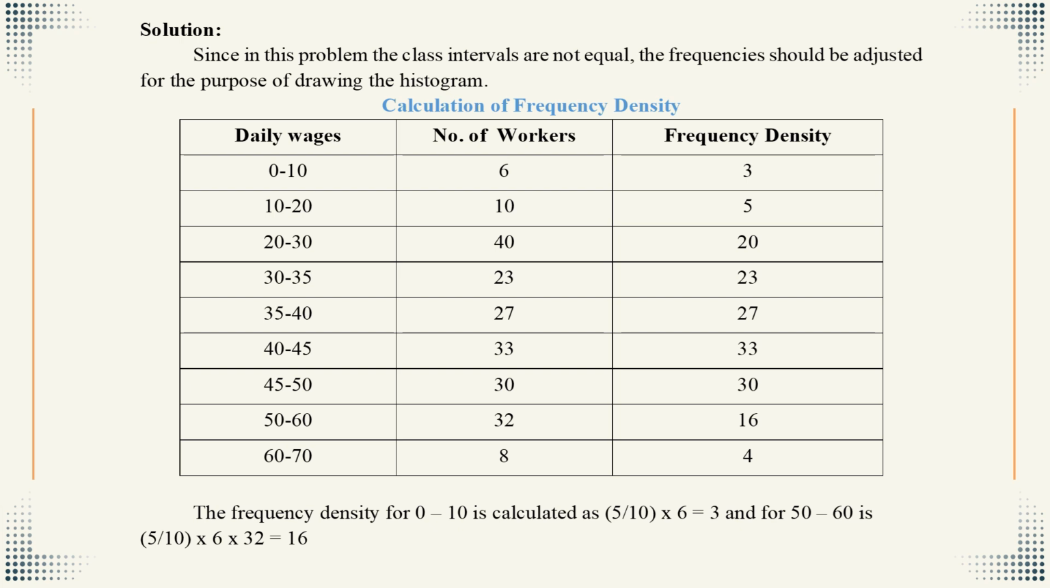The solution for the histogram of unequal class intervals has been given, and the third column is new, while the first and second are as given in the illustration. Then the third one is frequency density. The frequency density is calculated like this. For example, 0 to 10 is calculated as 5 by 10 into 6 equals 3. And for 50 to 60 it is 5 by 10 into 6 into 32. Like that, all calculations should be done.